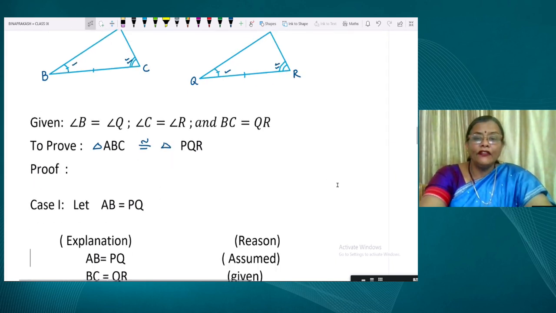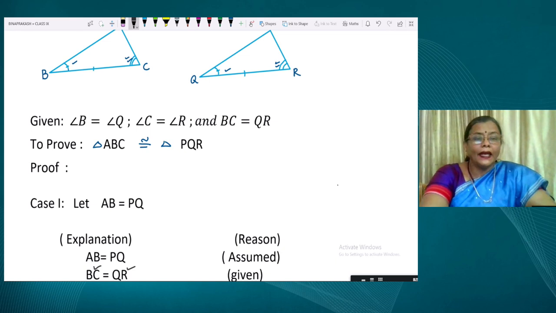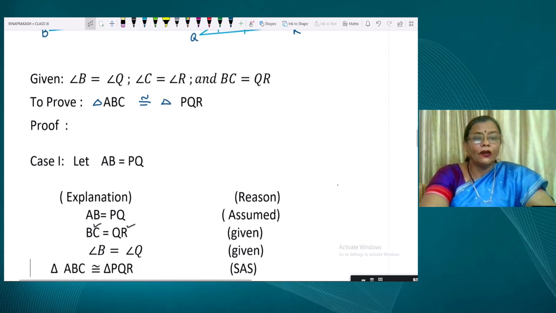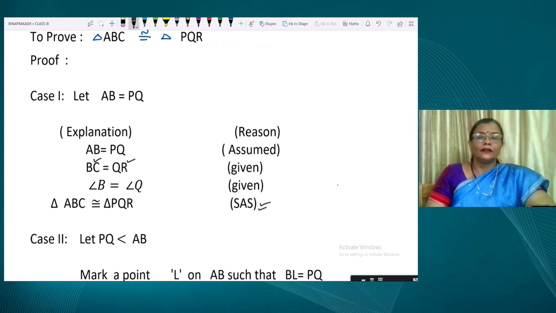What it says is, if you can manage to get two sides and the angle included between them the same, then the triangles are congruent. So we assume that the sides AB and PQ are equal. Let us take up the explanation. The side AB and PQ are equal, the side BC and QR are equal, and the angle between them is also equal. So don't we have this condition of congruence? That is, ABC and PQR will be congruent. So it is a congruent triangle.